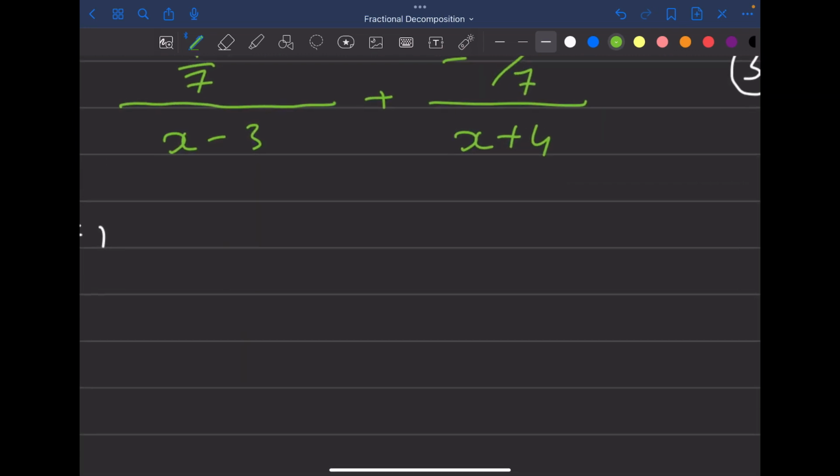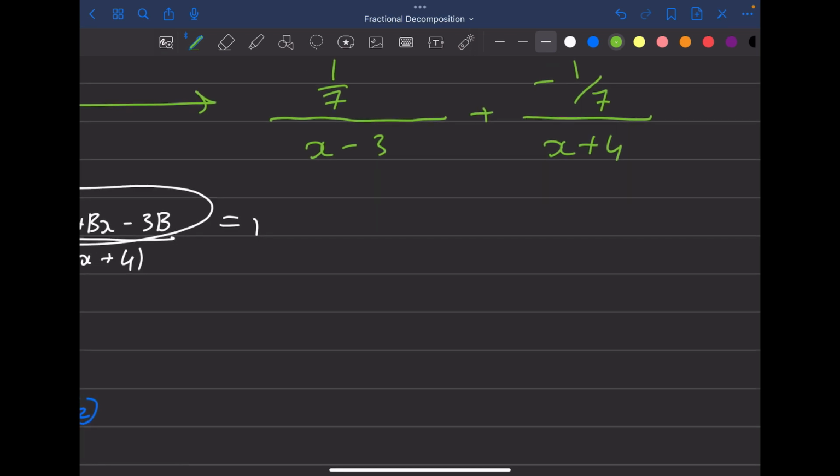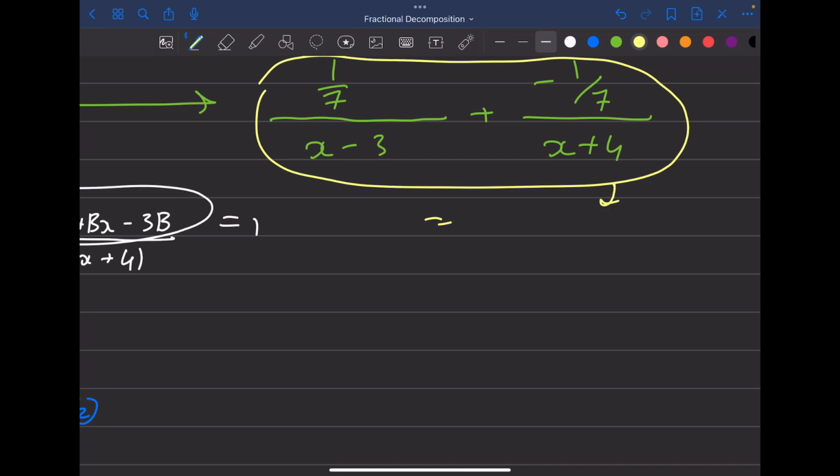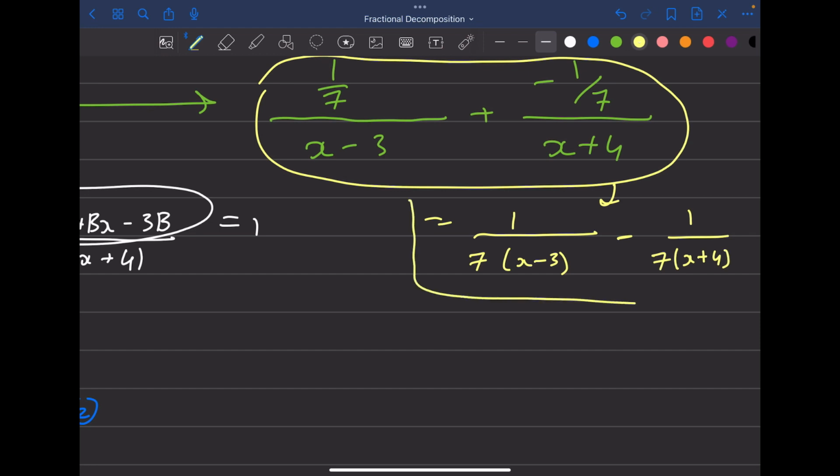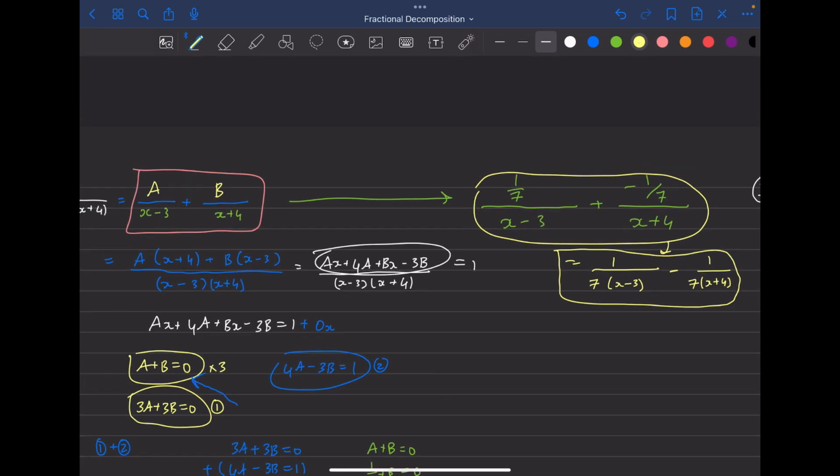And now let's make this look a tiny bit nicer because we don't like fractions to look like this. So this entire thing would be equal to 1 over 7 times x minus 3 minus 1 over 7 times x plus 4. And we are done. We just decomposed the original fraction into two smaller fractions, and we're done.